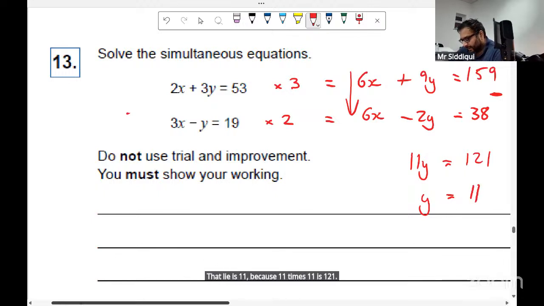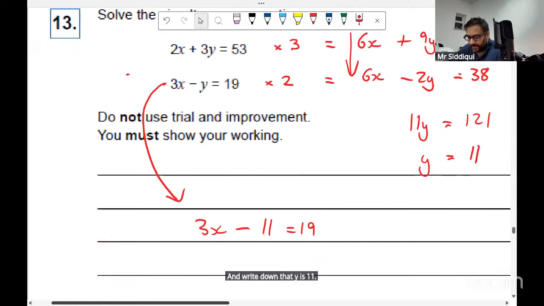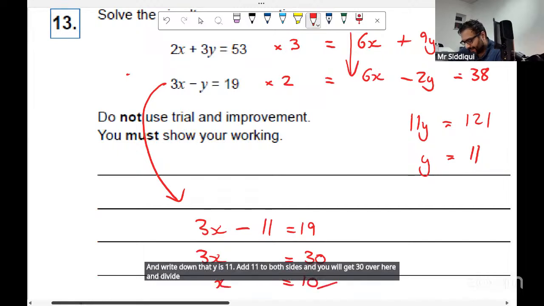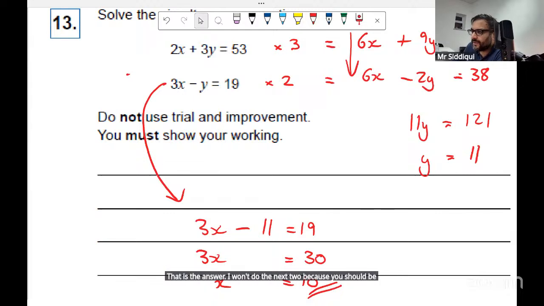And now that you know that y is 11, let's go back to this equation and write down that y is 11. Add 11 to both sides, and you will get 30 over here. And divide by 3, and you will get 10. That is the answer. I won't do the next two, because you should be able to do them based on what I've just done here.